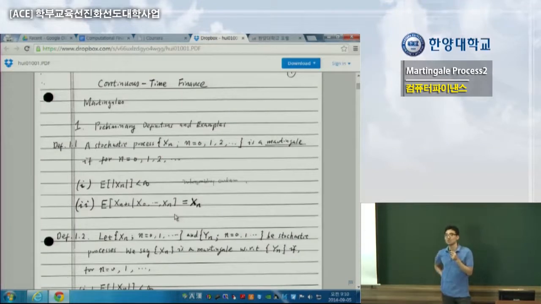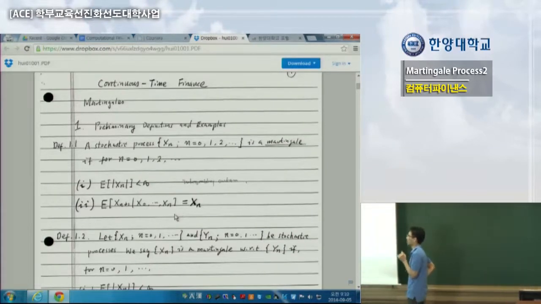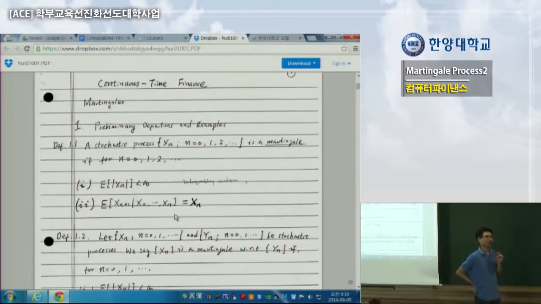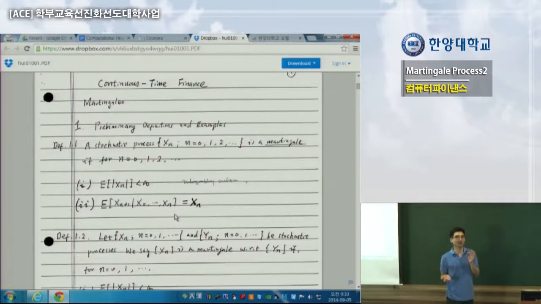This kind of property, a version of this story, is sometimes called the efficient market hypothesis, EMH, and actually it is the weak form efficient market hypothesis. The weak form efficient market hypothesis says that you cannot actually make money by analyzing historical data. Historical data does not contain much information.